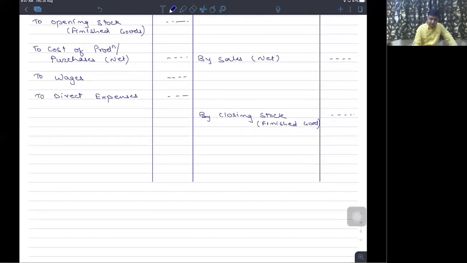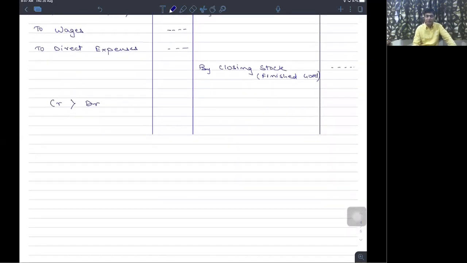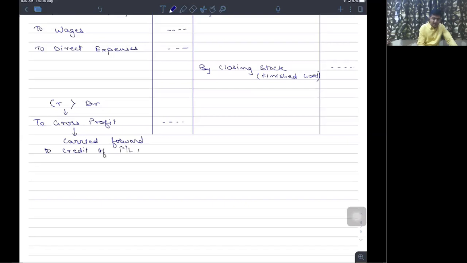Now suppose the credit side of this account is greater than the debit side. In the case of the trading account, if the credit side total is more than the debit side total, then it is called by gross profit. And this gross profit is carried forward to the credit of the profit and loss account.